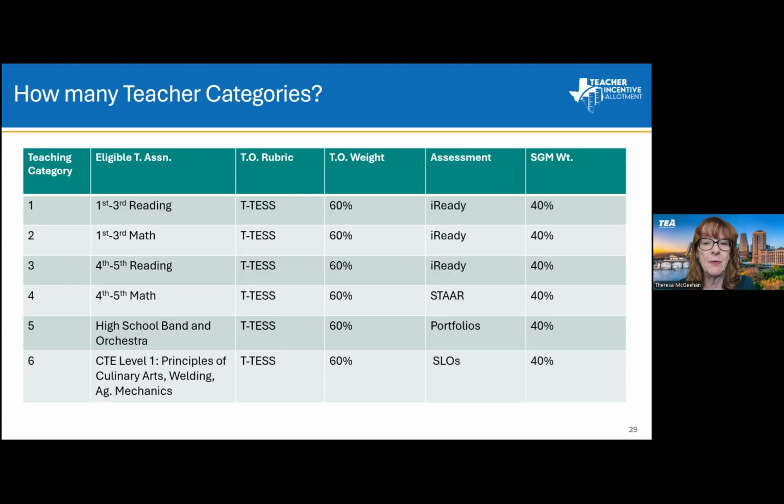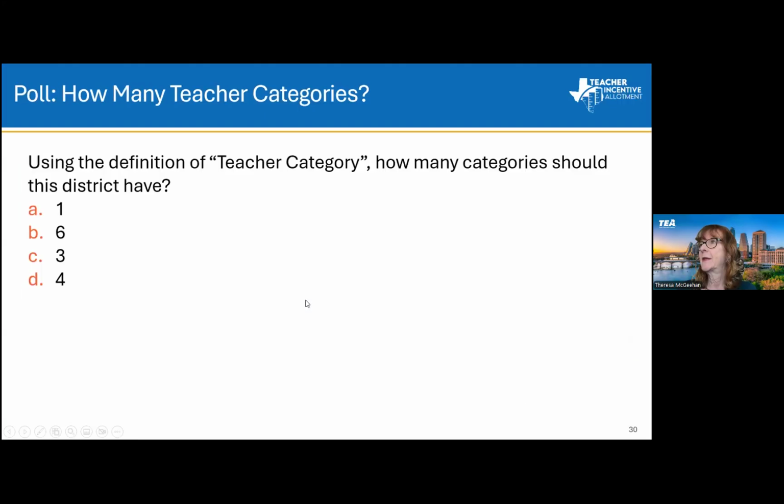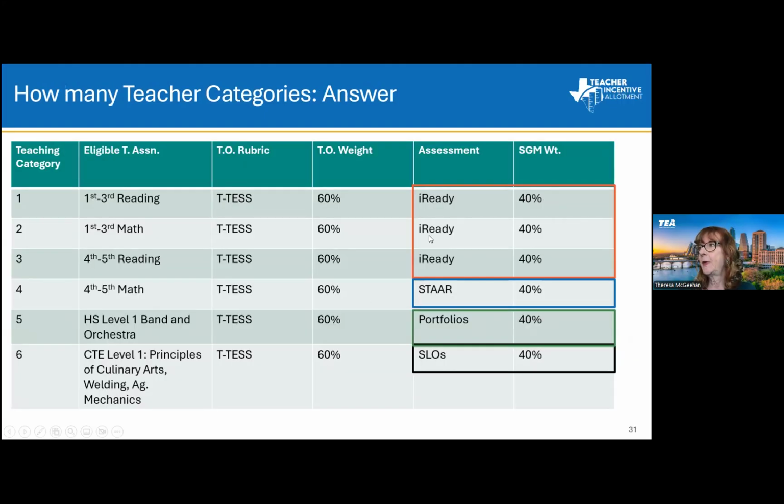You guys were star pupils. We definitely have most people picked 4. 4 is the correct answer. And that is because it looks like this. All 3 of the ones using iReady, 60% t-test, 40% iReady, that should have been one category because they all use the same assessment at the same weight.